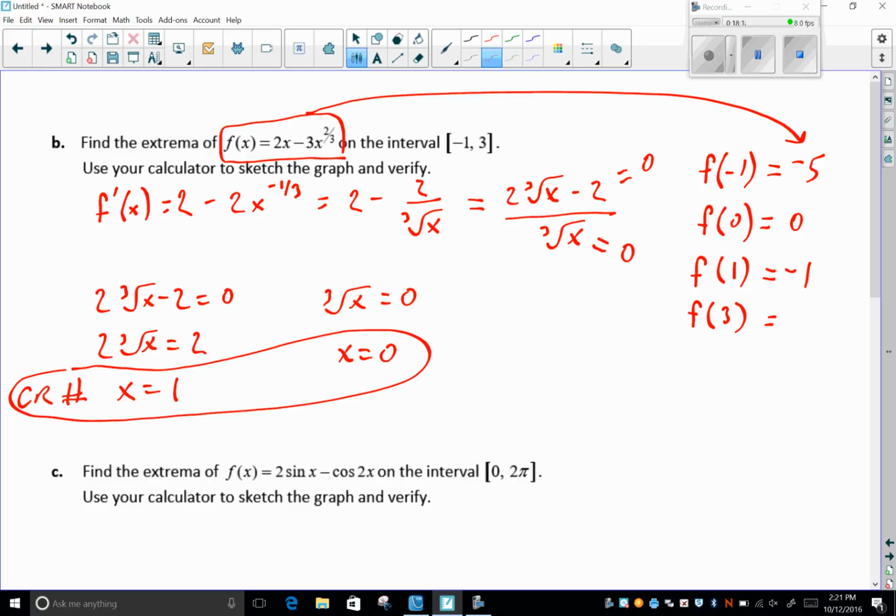And plug in 3, and you should get, let's see, 2 times 3 minus 3 times the cube root of 3 squared. So this is 6 minus 3 times the cube root of 9, I believe. So we're going to put that in the calculator, and I believe you should get -0.240.